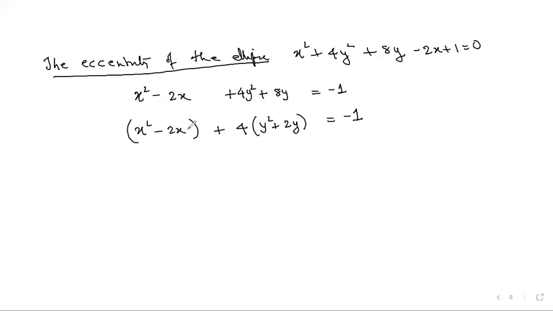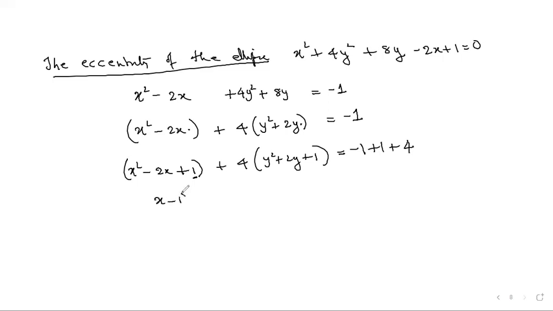So tell me the number to be added here and here. What should I add? Plus 1. Correct. And what about the next one? There also 1 only. But what will you add on the right hand side? Plus 1 plus 4. Very good. So (x minus 1) the whole square plus 4 into (y plus 1) the whole square is equal to 4.